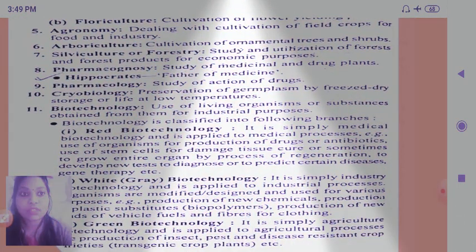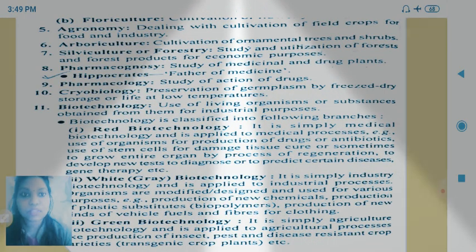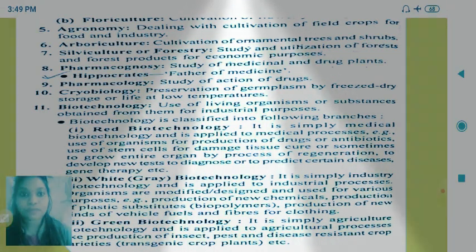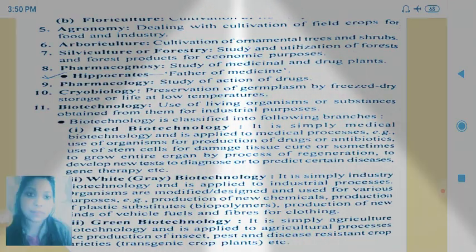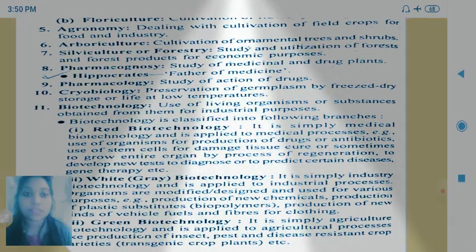Then preservation of germplasm by freeze-dry storage or life at low temperature is known as cryobiology. Then we just heard the term already, biotechnology. Biotechnology means the use of living organisms or the substances obtained from them for industrial purposes. If we use the living organisms and plant parts obtained from them in industrial purposes, then it is known as biotechnology.